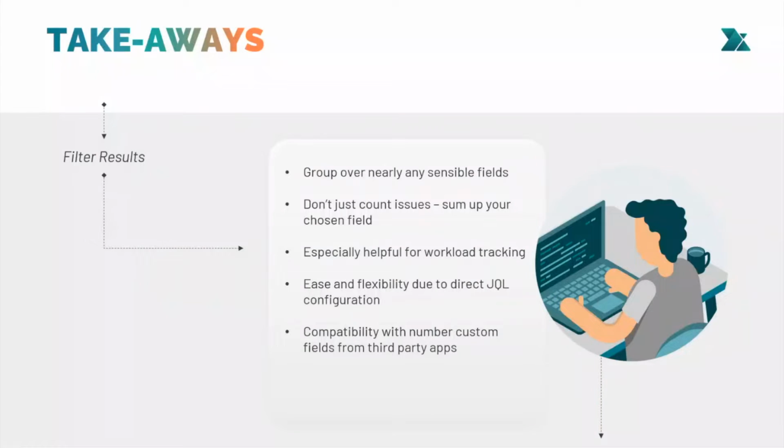Okay, as you could see there, again, similar to the group filter results gadget, just twice, we can group here over nearly any sensible field. And the most important part is that you can not just count issues, but sum up your chosen field. And this can be a good way to track, for example, workload with story points or estimates, time estimates. But it can, for example, also help you with budgeting or get budget information if you store this info in some tickets and want to sum it up to get an overview. So this is especially helpful for workload tracking, but of course has other uses as well.